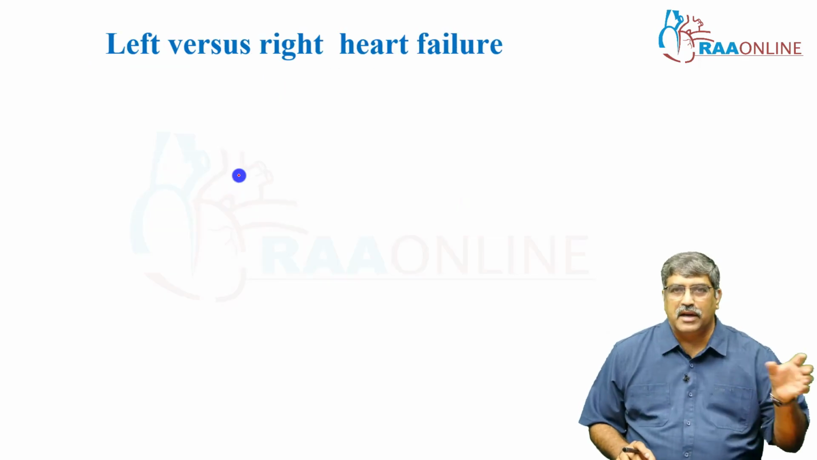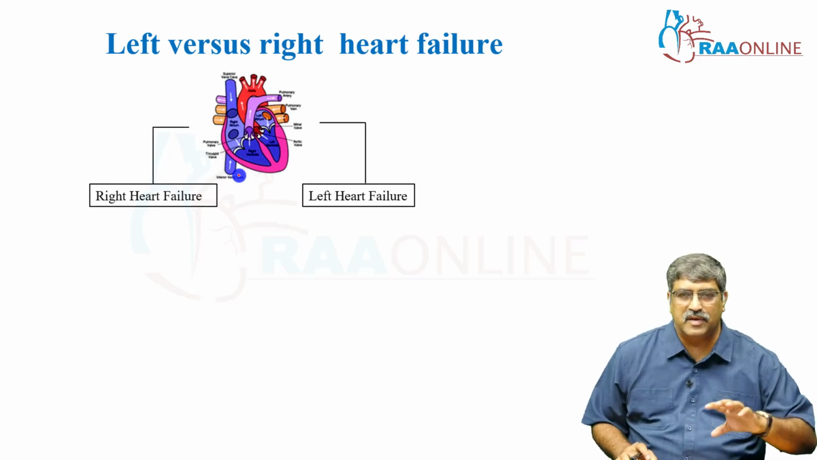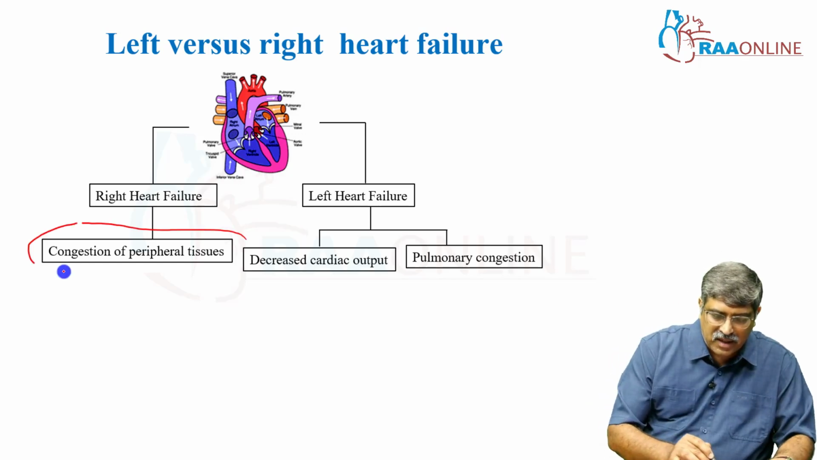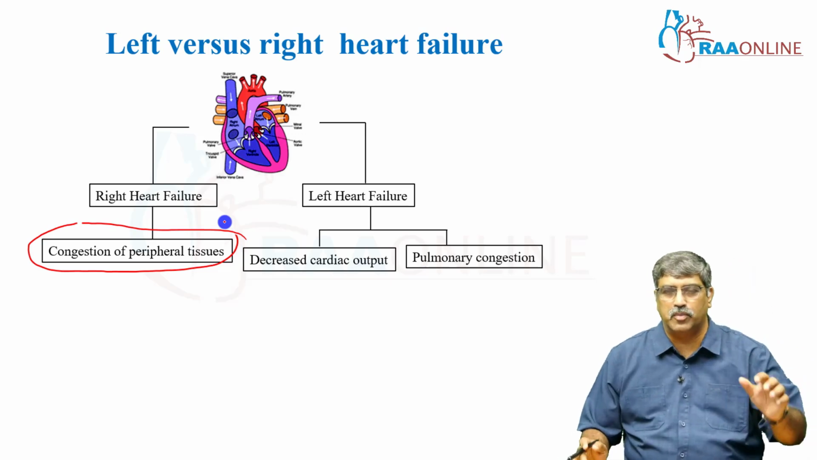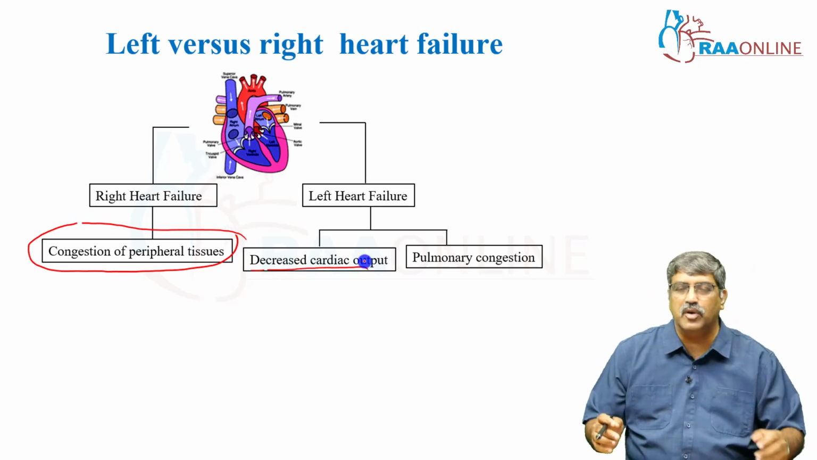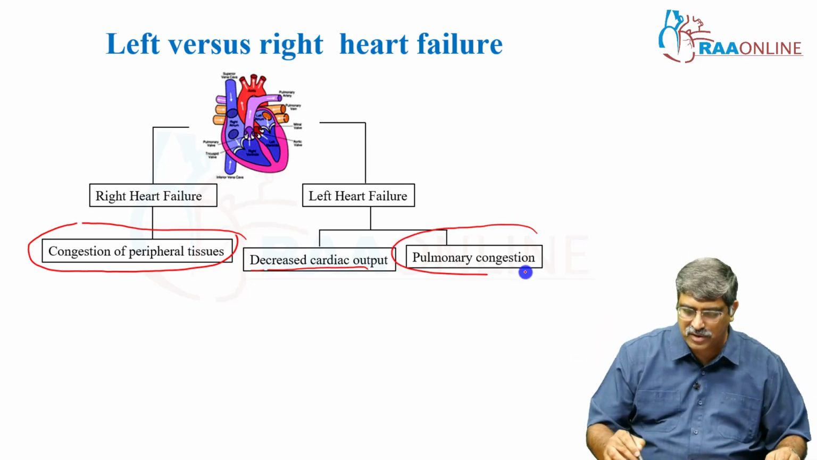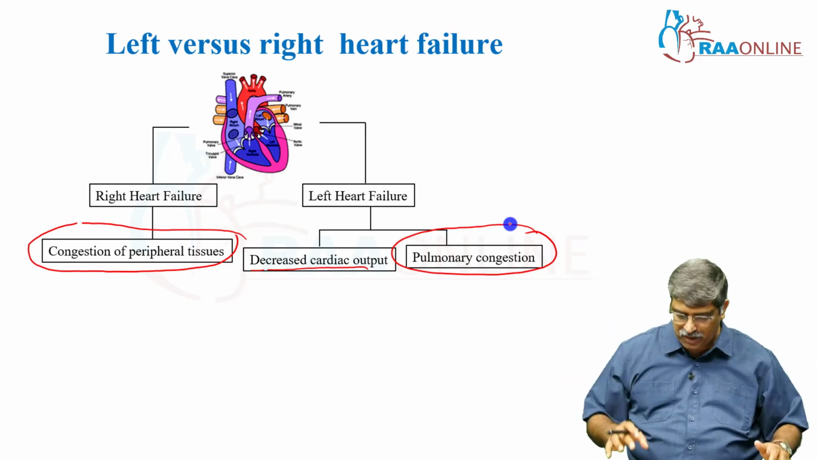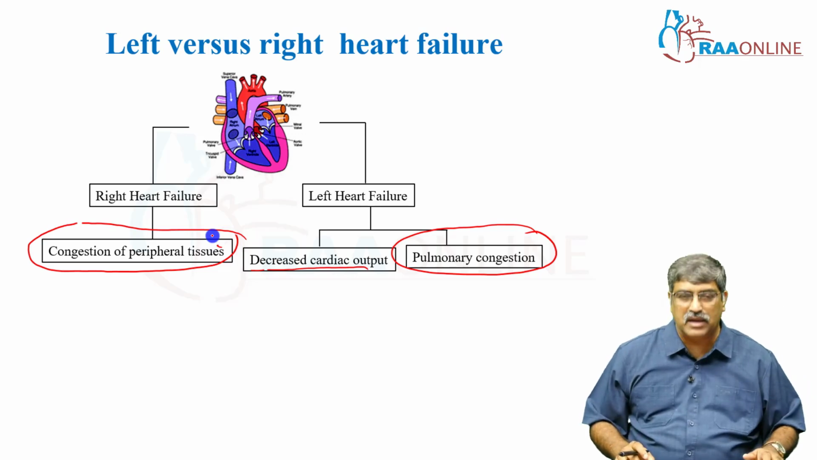To compare the clinical features on both sides, you have right as well as left heart failure. In right heart failure, there is going to be congestion of peripheral tissue. In left heart failure, your forward cardiac output is low. There is going to be decreased cardiac output, as well as on the back side, there is going to be pulmonary congestion, which is going to affect your lung. So, your cardiac output is low as well as there is pulmonary congestion. Here in right heart failure, there is peripheral congestion.